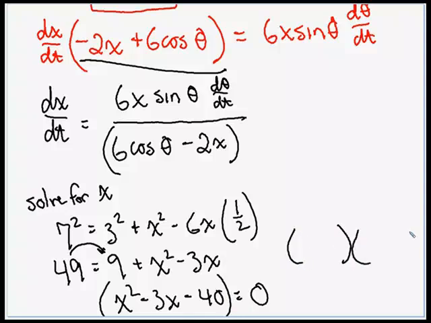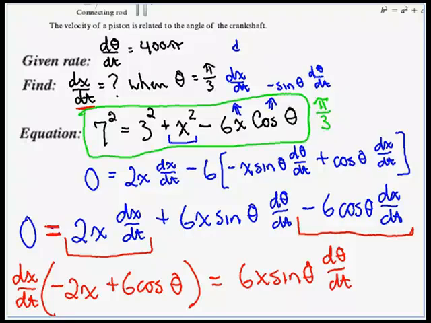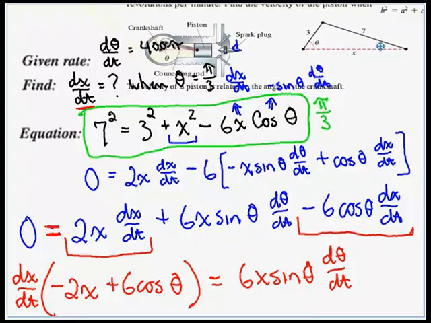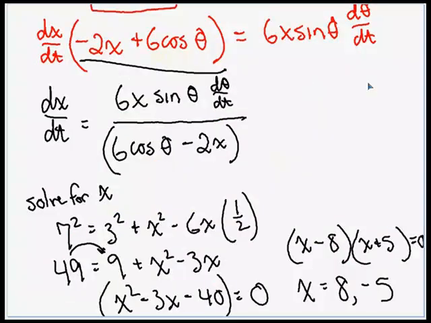That does break down nicely into two factors. We have x minus 8 and x plus 5, and those are equal to 0. So we set each factor equal to 0, and we get 8 or negative 5. Now, which one of those answers does not make sense? Remember, what does x represent? X represents the distance away from the piston. So is x ever going to be negative? That's a length. Can we have a negative length? No. Negative 5 does not make sense. So at our snapshot in time, x is equal to 8.